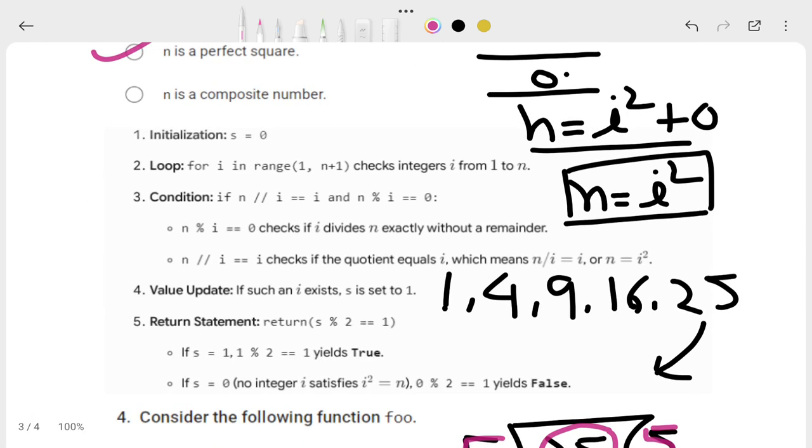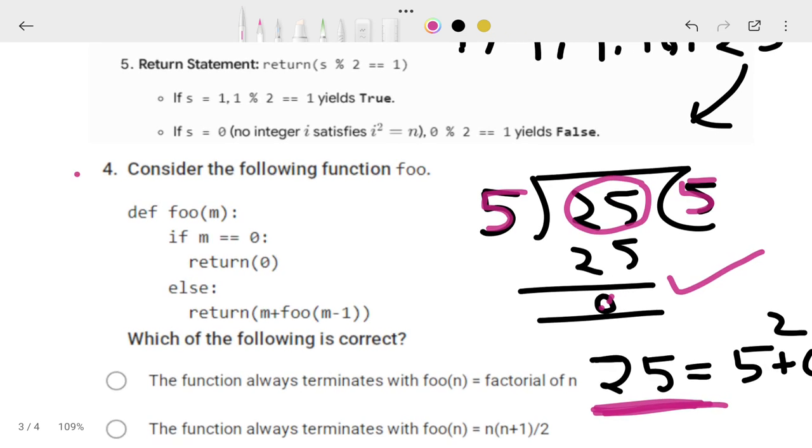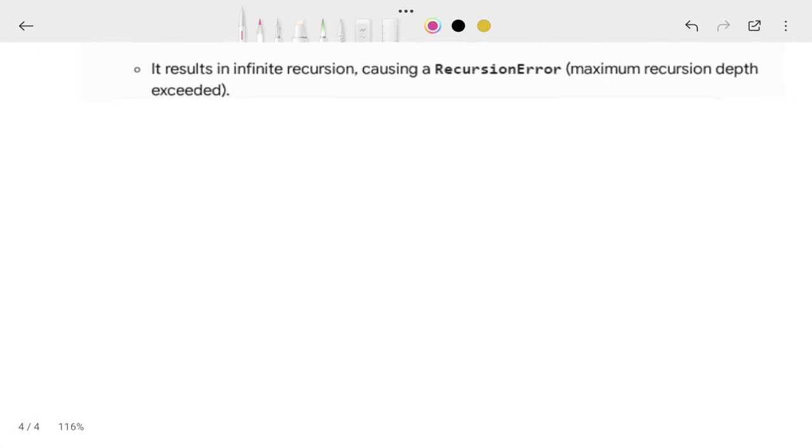Now next, he is asking fourth question. You have a function def, and function name is f, n. If n is equal to 0, return 0, else return n plus f of n minus 1. So this question is very good. I will solve the question here.